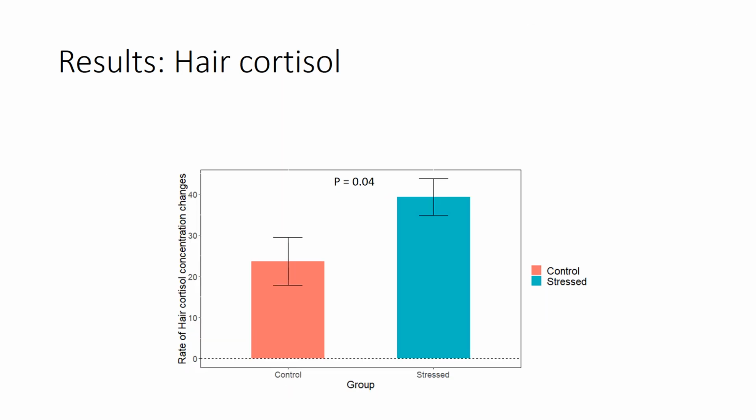Here are the results for the hair cortisol. What is displayed is the rate of cortisol concentration changes between the two time points in each group. As you can see, the hair cortisol concentration increased between time points since both values are positive. However, this increase was bigger in the group exposed to the chronic stress paradigm compared to the control group.